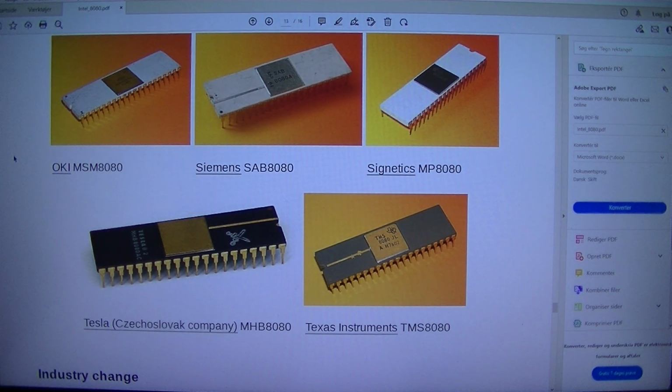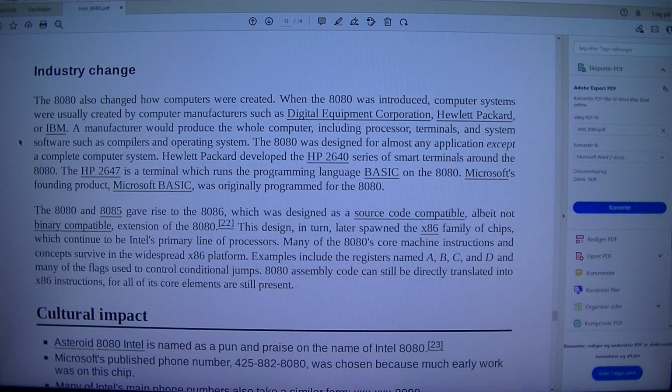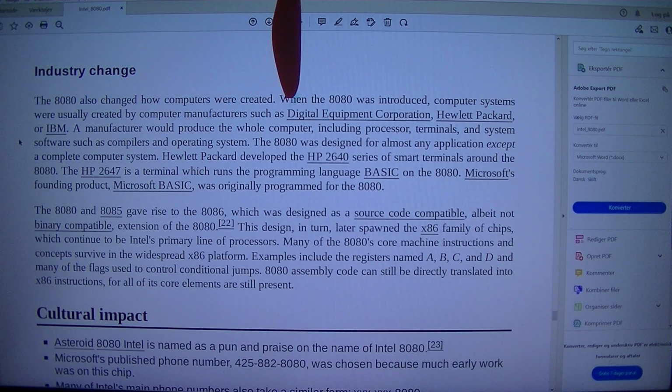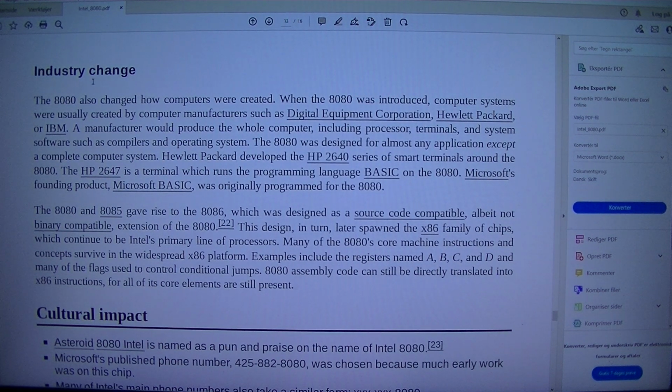MP8080. Tesla, Czechoslovak company, MHB8080A. Texas Instruments TMS8080. Industry change. The 8080 also changed how computers were created. When the 8080 was introduced, computer systems were usually created by computer manufacturers such as Digital Equipment Corporation, Hewlett-Packard or IBM. A manufacturer would produce the whole computer, including processor, terminals, and system software such as compilers and operating system. The 8080 was designed for almost any application except a complete computer system.